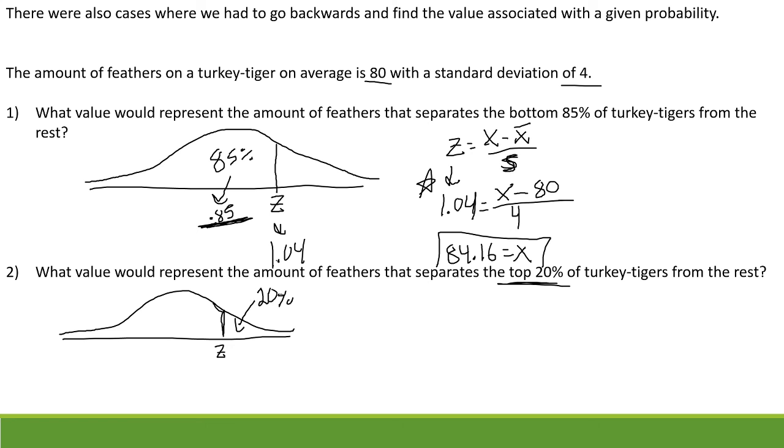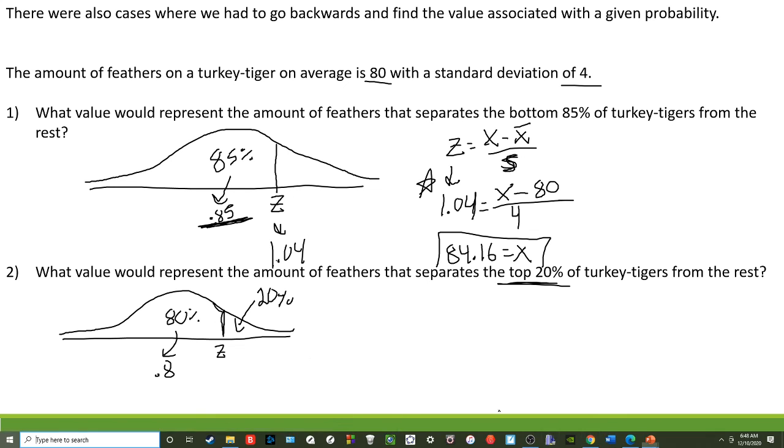So if that's the top 20%, that means this has to be the bottom 80%, right? Because 80 and 20 makes 100%. Well, that means that I'm going to look up 0.8 in my table. I don't want to look up 0.2. I want to look up 0.8 because I want the bottom 80% to figure out the z-score that goes with that. Because my table is only going to give me from the bottom. It's not going to give me from the top. So you have to make that little mental conversion in your head there.